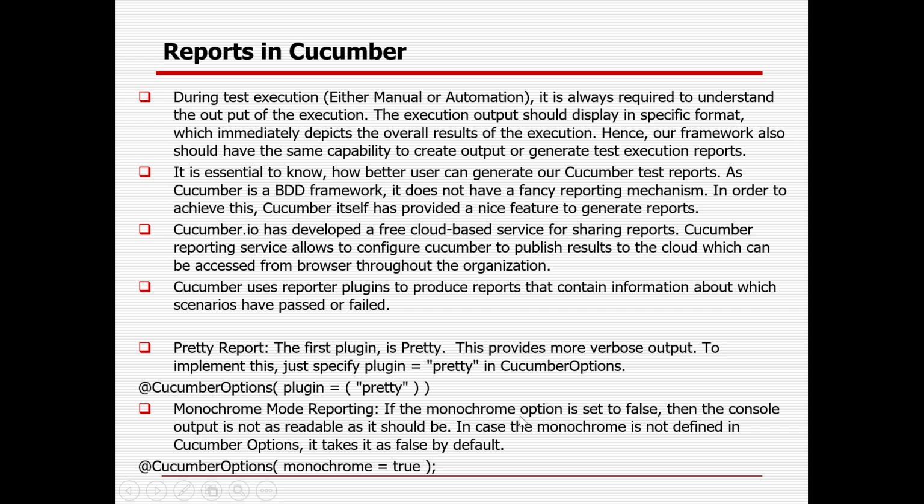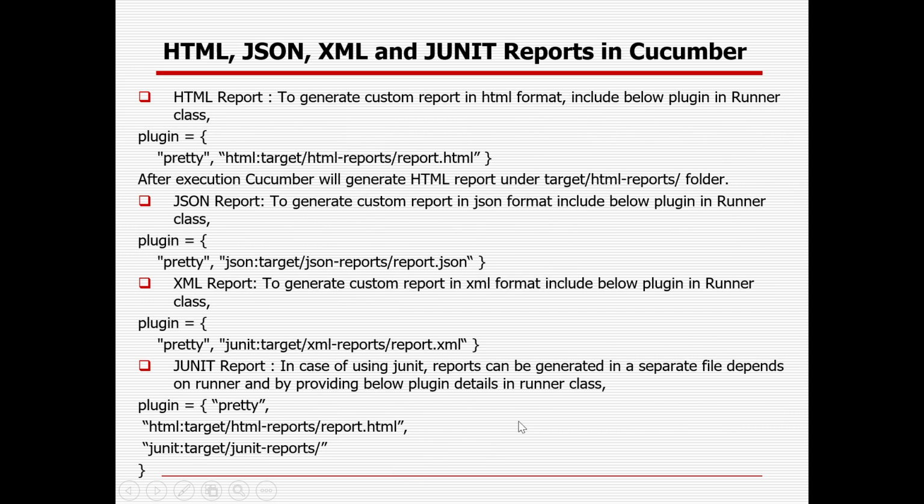Monochrome mode reporting: if the monochrome option is set to false, then the console output is not as readable as it should be sometimes. In case the monochrome is not defined, the cucumber option should always take the default false. So always you need to use monochrome equal to true. Then we will be trying to generate some sort of HTML report, JSON report, and XML report. Okay. So how to do that?